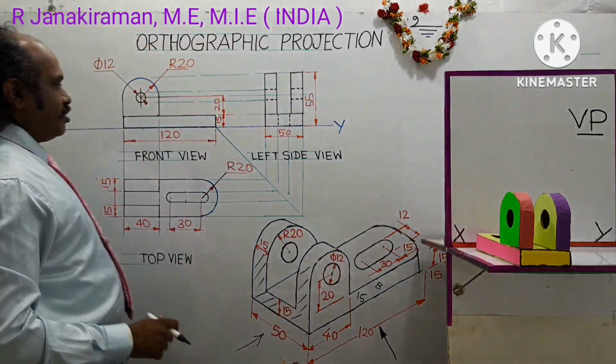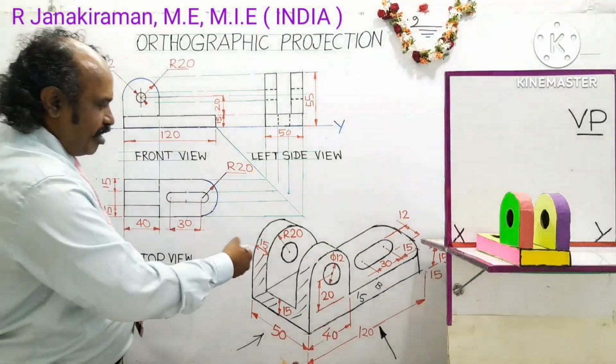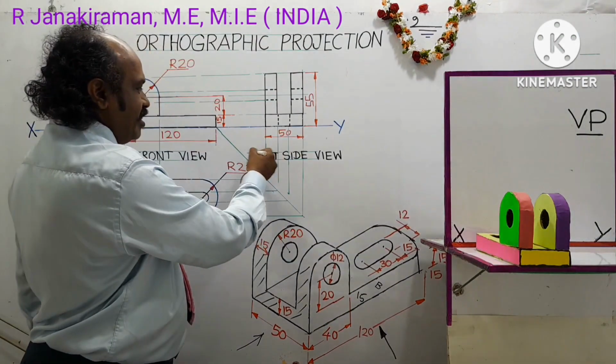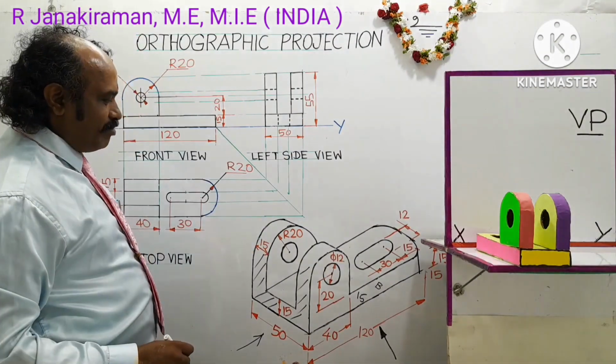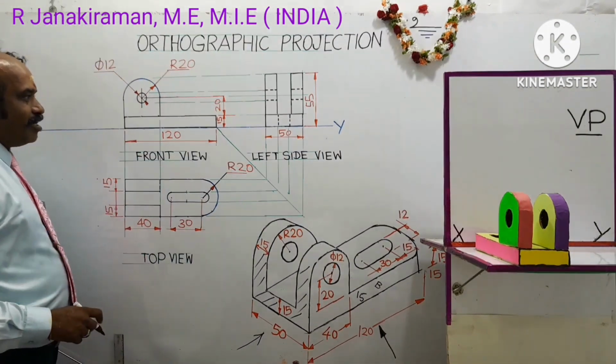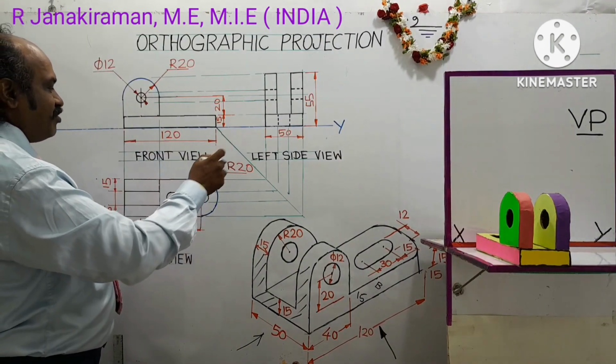Okay, it's completed. On the lower right side of this diagram, draw two guidelines like this, and you can write a common note: all dimensions are in mm. Mm means millimeter is the unit followed. So this completes the views called the front view, top view, and left side view.